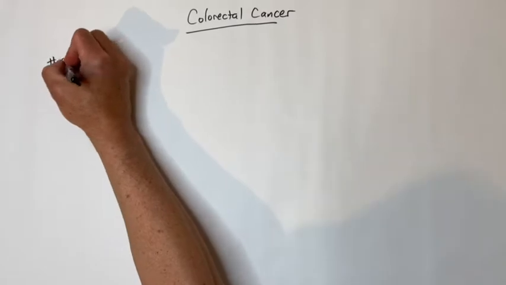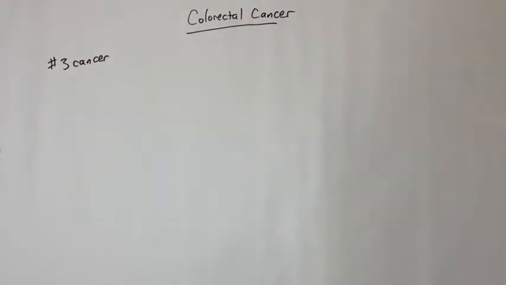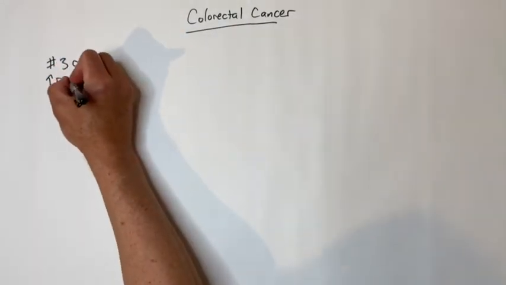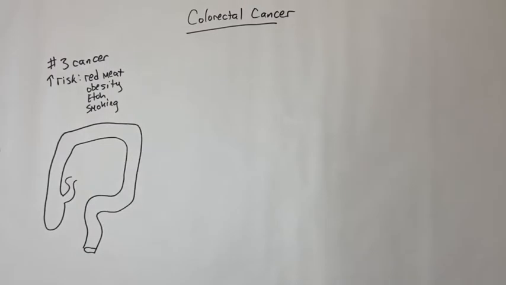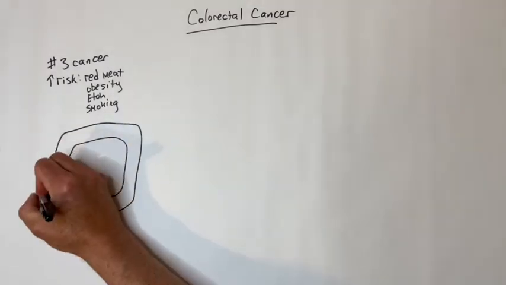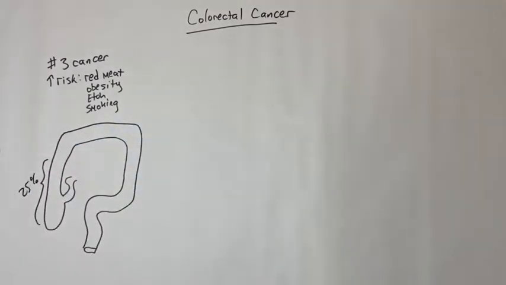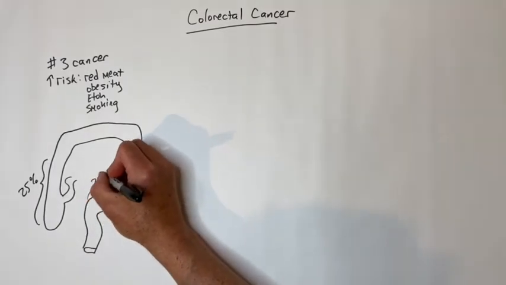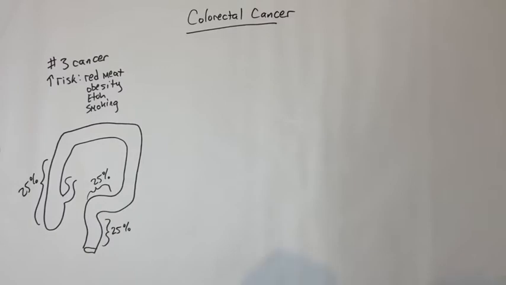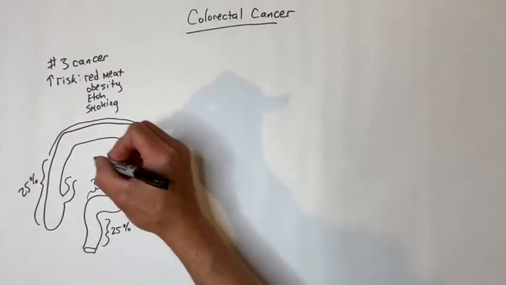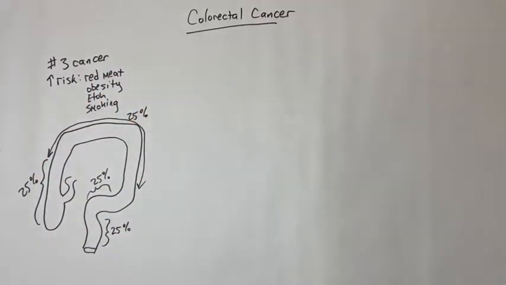Colorectal cancer is the third most common cancer in the United States. Risks include a diet high in red meat, obesity, alcohol use, and smoking. The most common locations for colon cancer are 25% in the ascending colon, 25% in the sigmoid, and 25% in the rectum. The remaining 25% of colon cancers are spread throughout the transverse and descending colon.